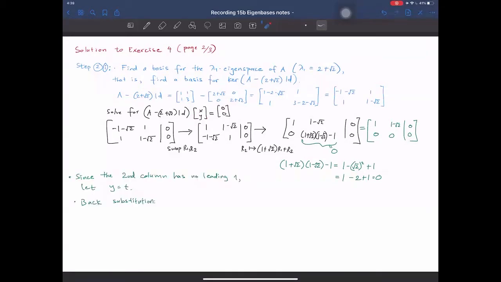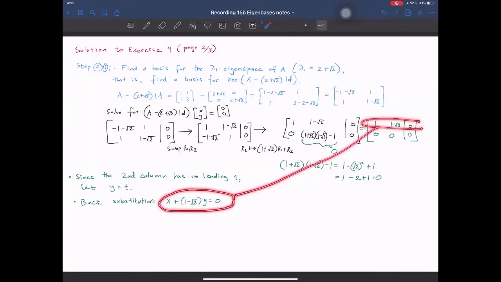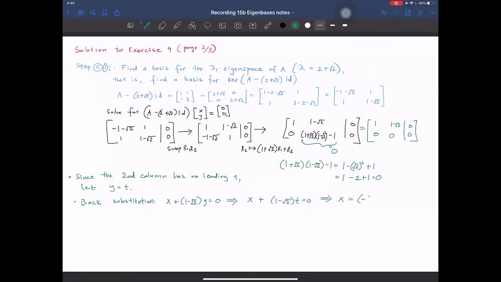Next, I do back substitution. This first row is equivalent to this equation. I will then plug in y equals t into here, and I will get an expression for x. X is -1 plus square root of 2 times t. So I get a general solution where the first entry would be x and the second entry is y.